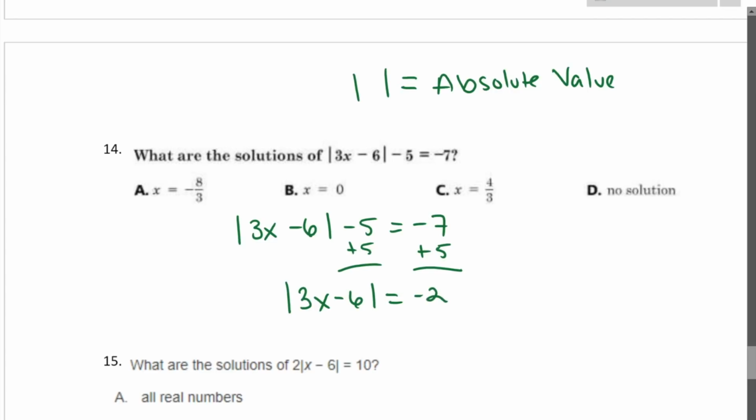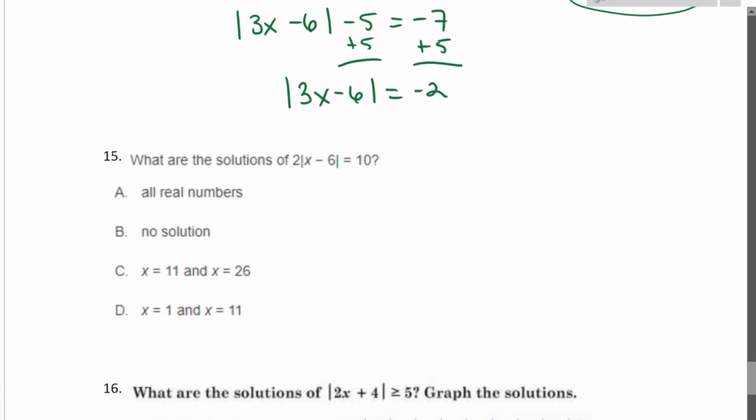Okay, there's a negative here, which means, can I have a negative when I have an absolute value? The answer is no. So therefore, this answer, I can't go any further, is D because it's a no solution. Negative 2, if this was a positive 2, then that would be different. But since it's negative 2, I can't go further. All right, let's move on to 15.